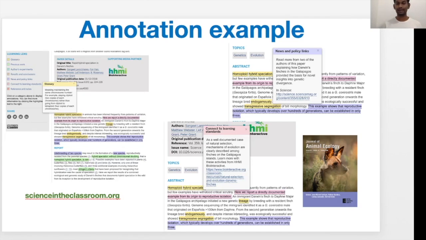Again, like I mentioned, the students had to choose a paper from the Journal of Animal Ecology, and they learned how to annotate the paper, and then they read the paper accordingly and annotated it.